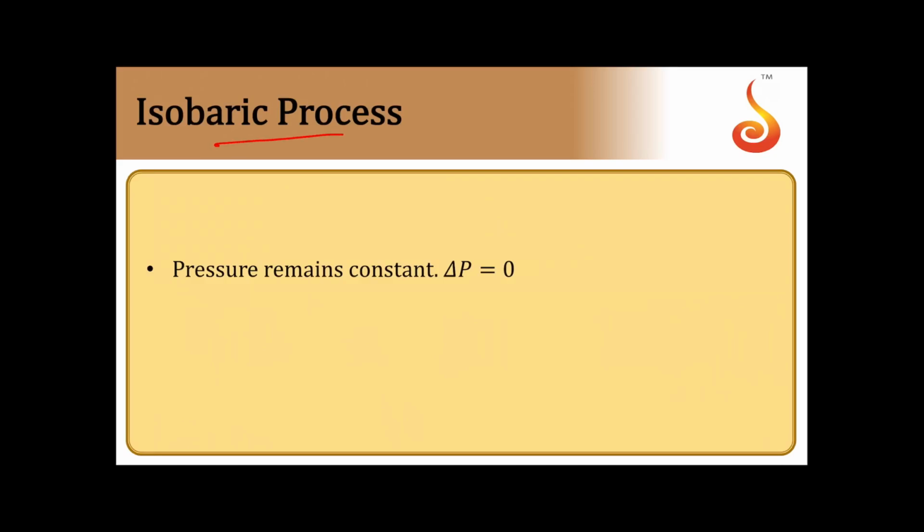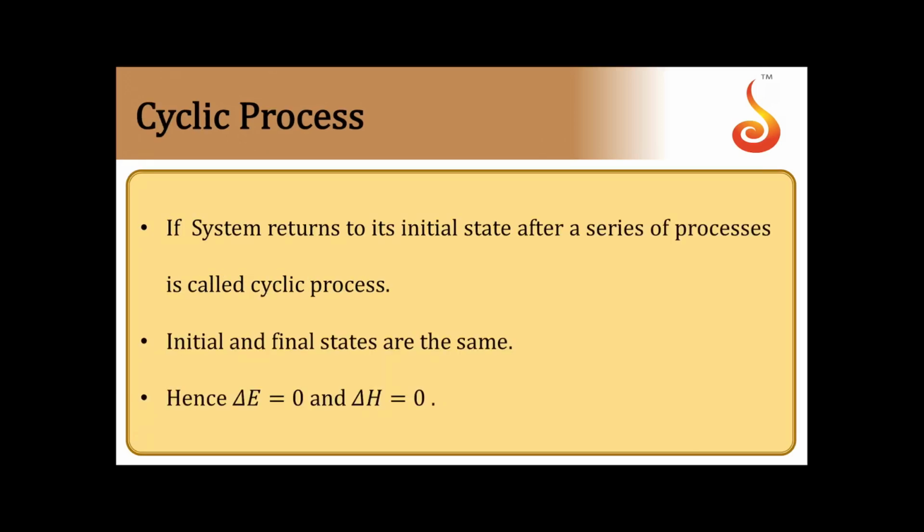Then comes isobaric process. Here there is no change of pressure, implies delta P is equal to 0. No change of pressure, delta P is equal to 0 in the case of an isobaric process. Then we have the cyclic process.